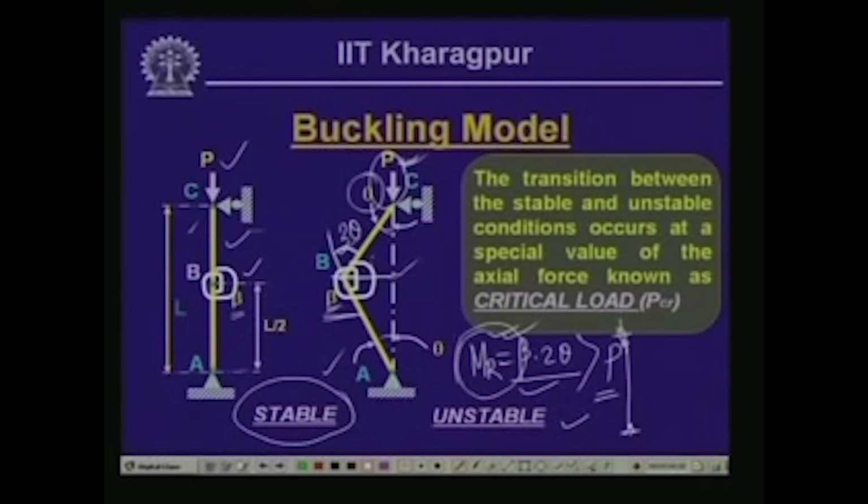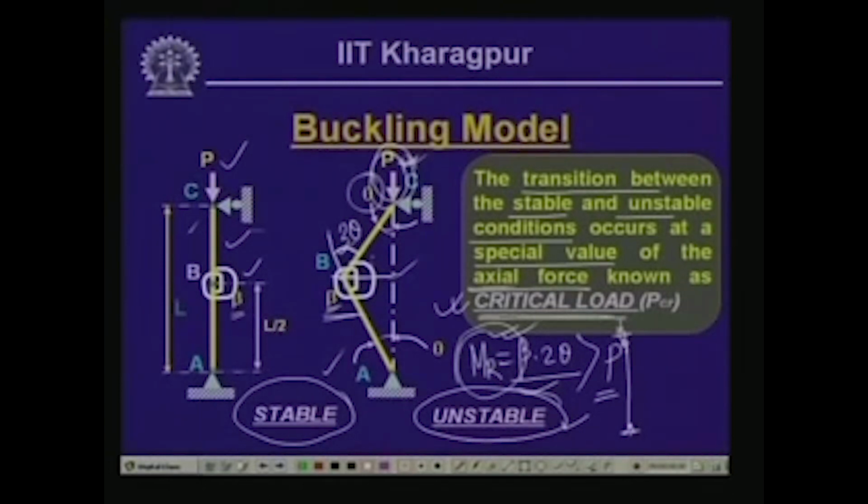Now, between these two positions, the stable and unstable position, there is a unique value of the load P which we call the critical load. This is what is stated over here: the transition between the stable and unstable conditions occurs at a special value of the axial force, which we term critical load.